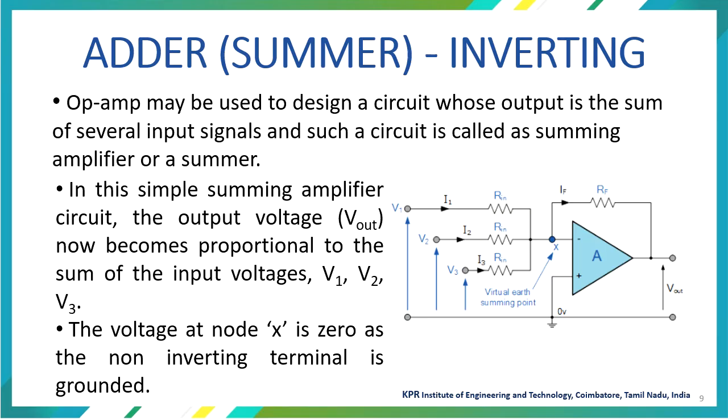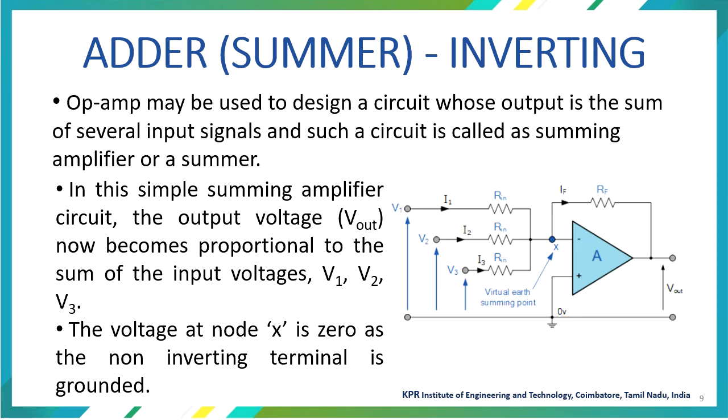First, let us consider the adder circuit, or you can say the summer circuit, which is connected in the inverting mode. When you look at the diagram, there are three sources connected to the input terminal with resistance Rin. All are going to be equal. At the same time, you have the feedback resistance Rf, and your non-inverting terminal is connected to the ground, where it will give zero potential.